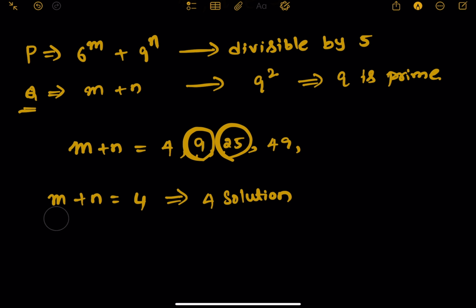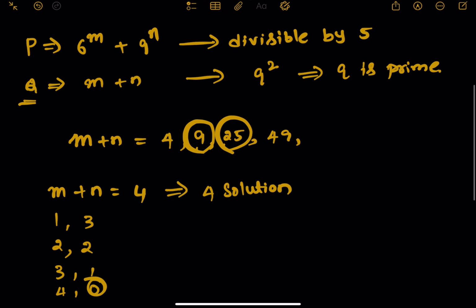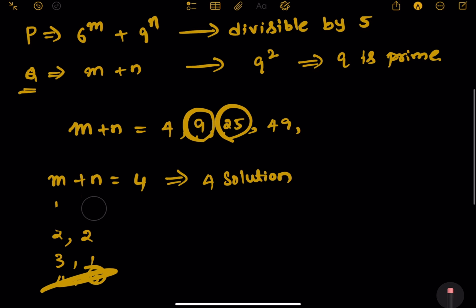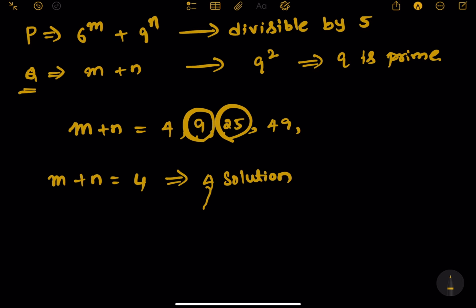So if m plus n is 4, m can take 1 and n can take 3, 2 and 2, 3 and 1. It cannot be 4 because then n has to be 0, and 0 is not in the set. So if m plus n is 4, you will have 3 solutions. And if m plus n is 9, you will have 8 solutions. If it is 25, you will have 24. If it is 49, you will have 48 solutions.